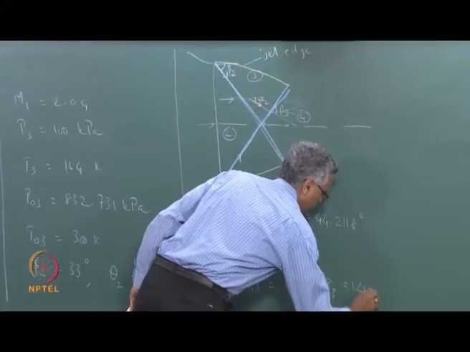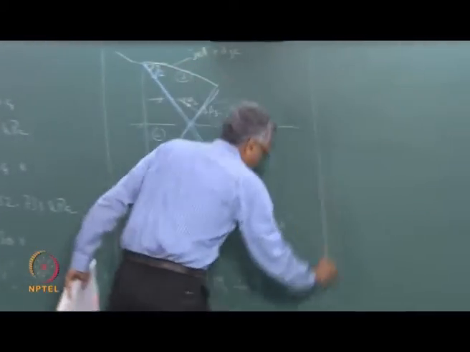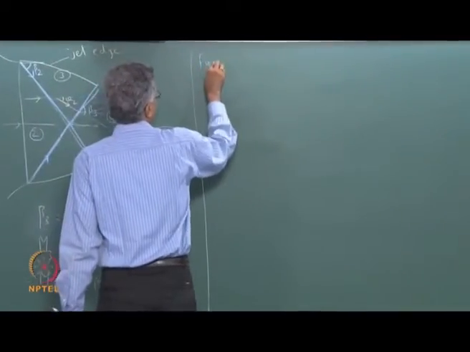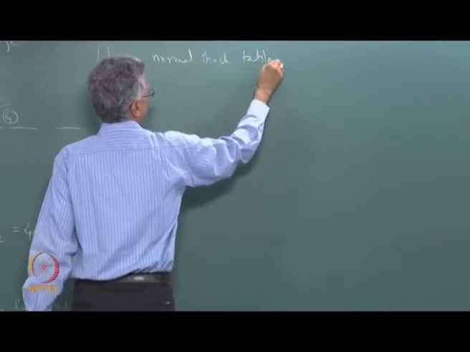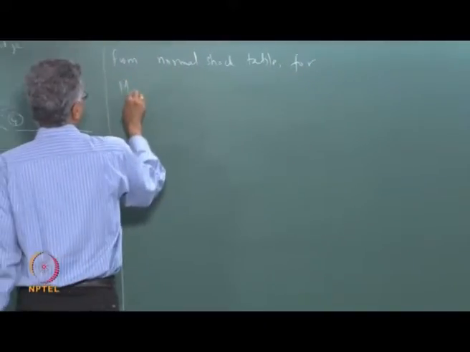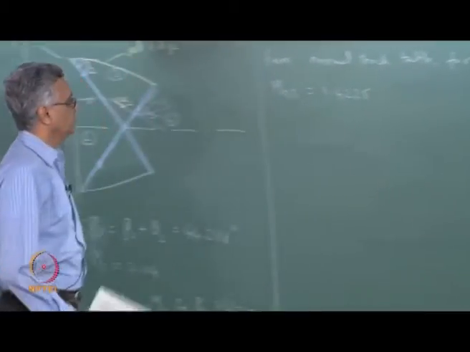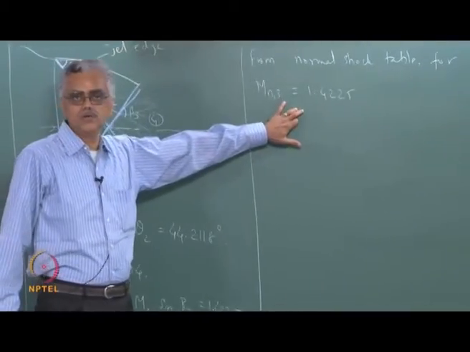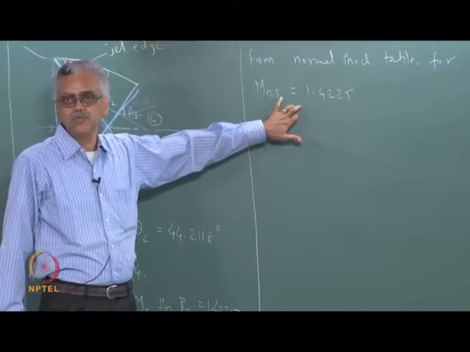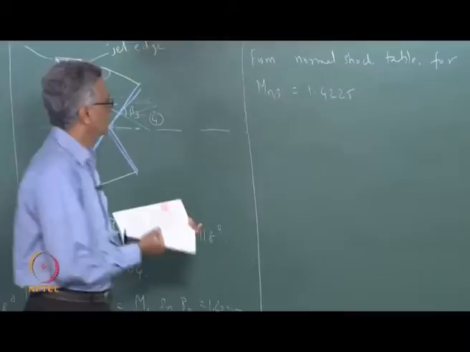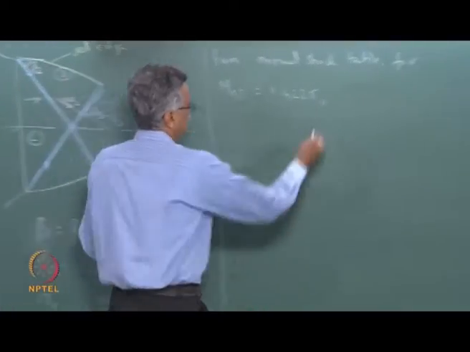1.4225. So, now we go to the normal shock table. From the normal shock table, for Mn3 equal to 1.4225. Remember, we are now going to the normal shock table with this value of Mach number. In the normal shock table, this would correspond to M1. Okay, this would correspond to M1 in the normal shock table. So, for this value of Mn3, we can retrieve the static properties and Mn4.